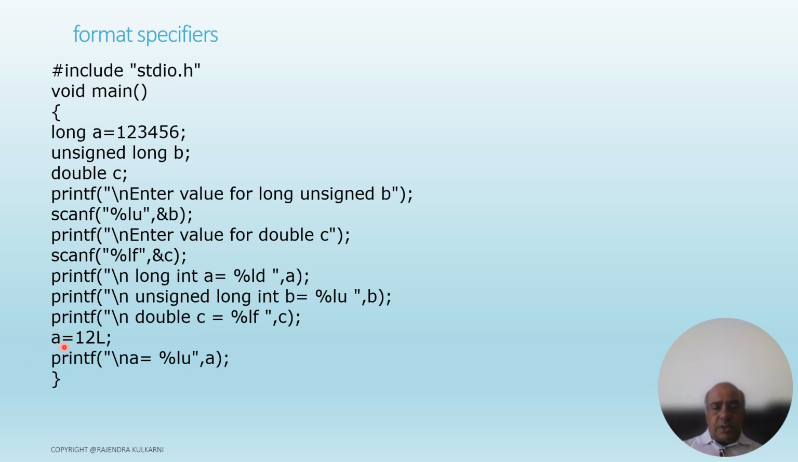Now watch this. A is equal to 12 and L in capitals. 12 is a small value. It can be accommodated in an int, but in my program I want it to be a long int. So by A is equal to 12L, 12 becomes a constant of data type long int.